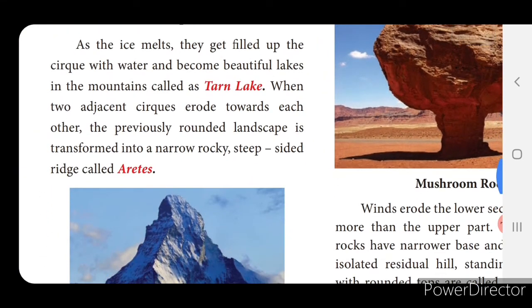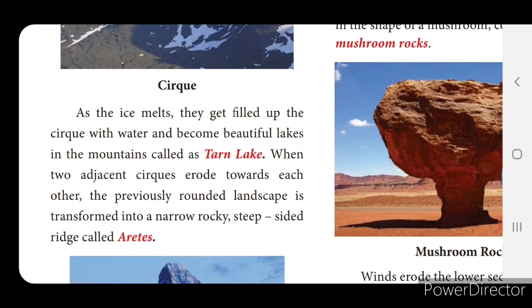As the ice melts, the cirques get filled with water and become beautiful lakes in the mountains. When you go to Kodaikanal, Ooty and such places, you can see lakes there, and you enjoy boat riding. Between the mountains, because of the erosion of the mountain region by the water present in the ice, a beautiful lake forms. That lake we call a tarn lake.